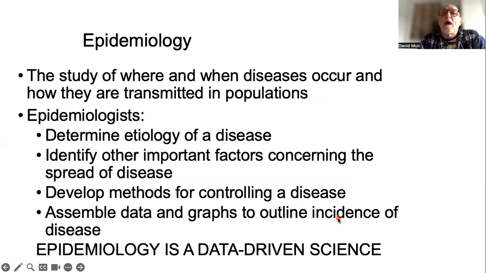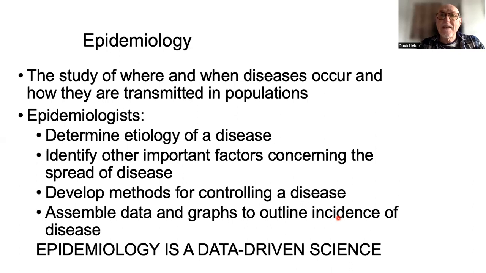So having detailed that, let's have a look at how an epidemiologist sees disease as a process in population. Epidemiology is the study of where and when disease occurs, and especially how it is transmitted through and maintained in populations, not so much in individuals, but in whole populations of people. Epidemiologists attempt to establish where the disease comes from, how it becomes established in the population.